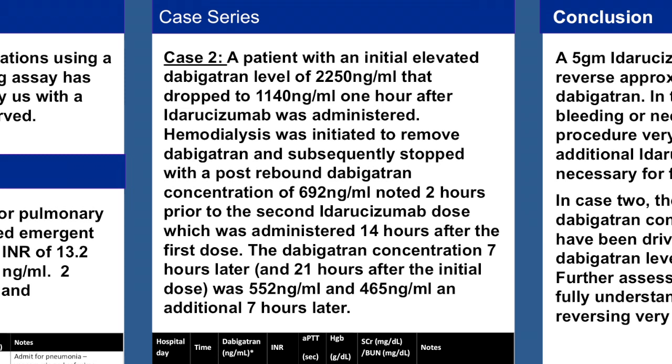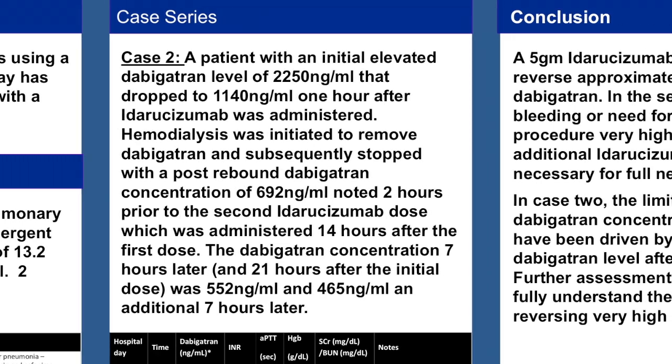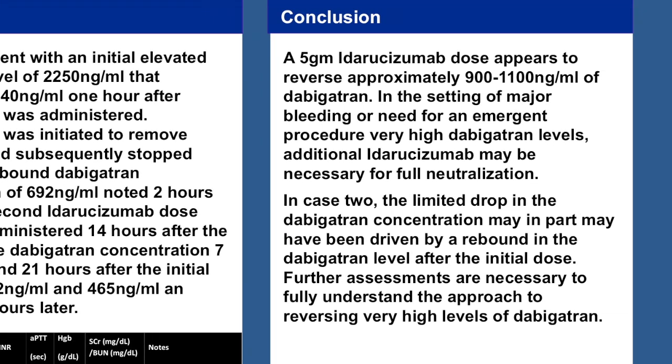So we gave the 5 grams of Idarucizumab, and then subsequently we measured the Dabigatran level after the 5-gram dose. And we found between the 2 cases that actually a 5-gram dose of Idarucizumab seems to remove somewhere around 800 or 900 nanograms per ml of the Dabigatran.